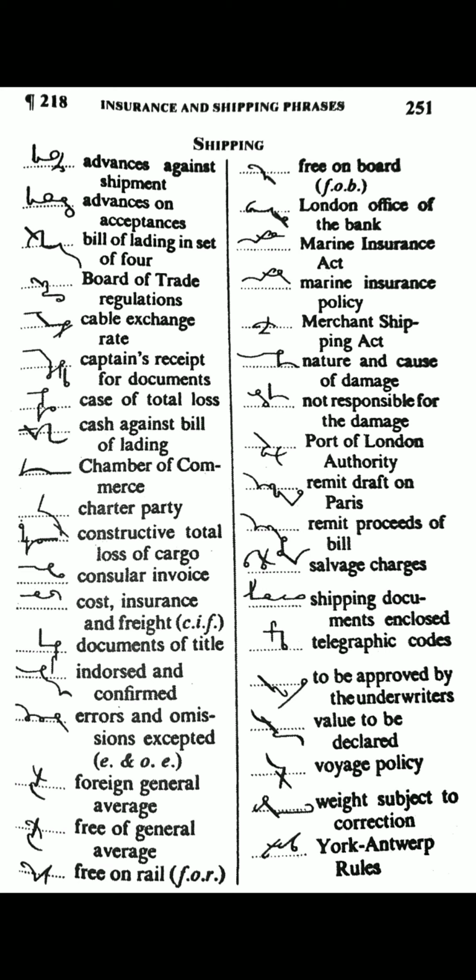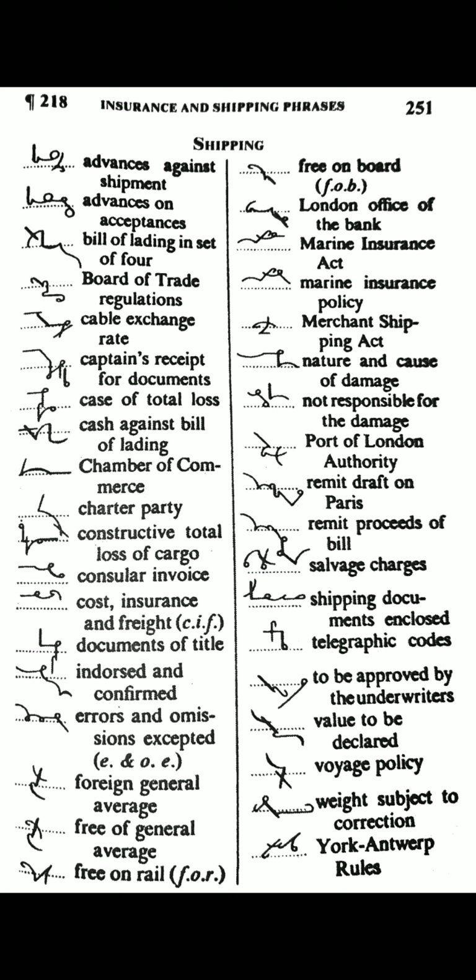Port of London Authority. P on the line, downward L halved with N hook with N stroke is used here for Port of London, intersecting it with id for authority. Remit draft on Paris. Downward R on the line, M halved for remit here, and for draft, Dar halved with F hook. P upward R with a circle is used here for Paris. Remit proceeds of bill. Downward R same outline, M halved on the line for remit. Per with S circle, D with S circle for proceeds, and B with upward L is used here for bill.